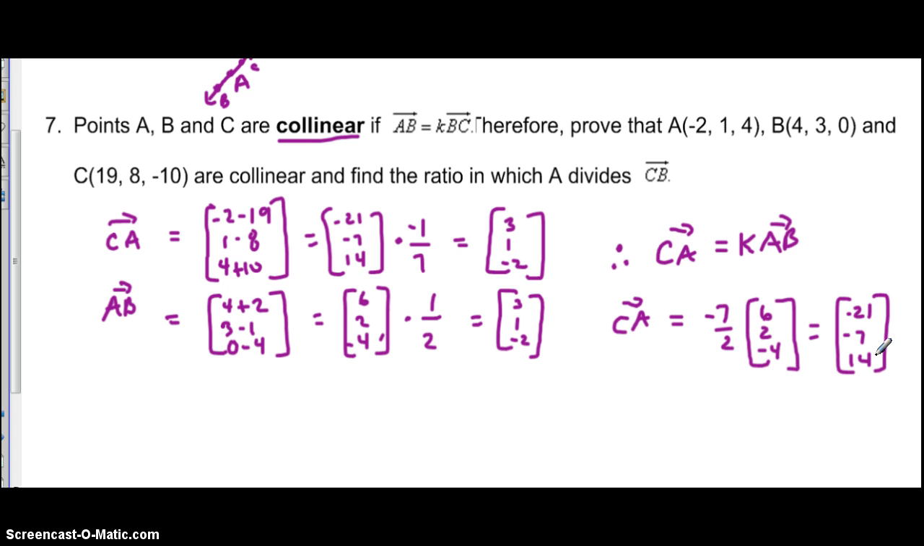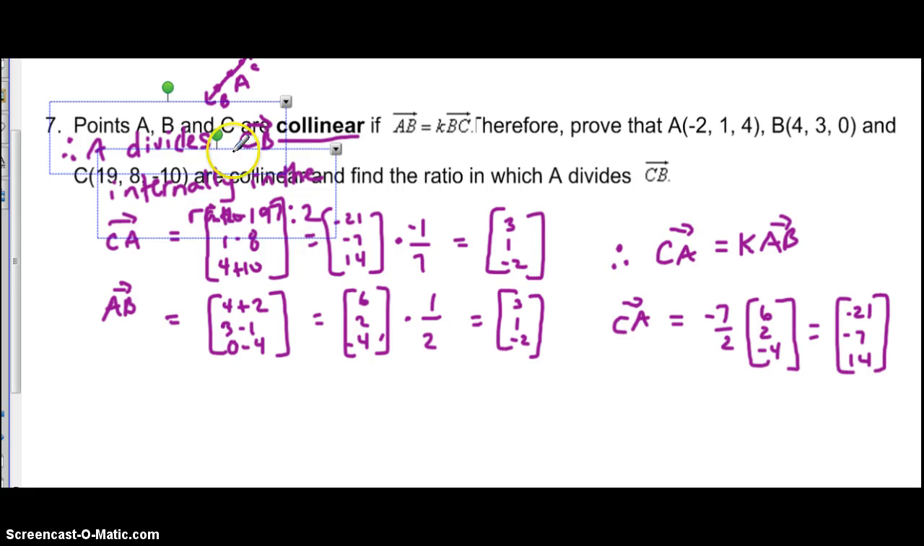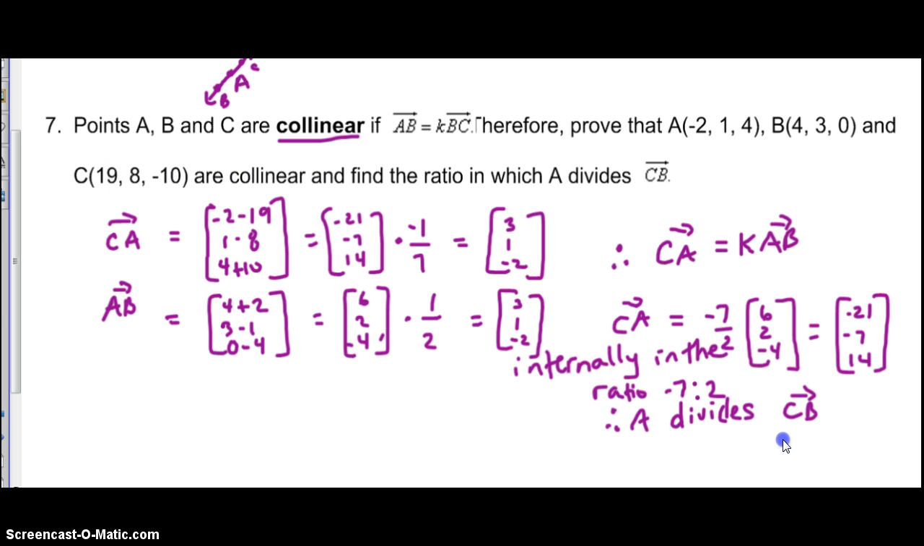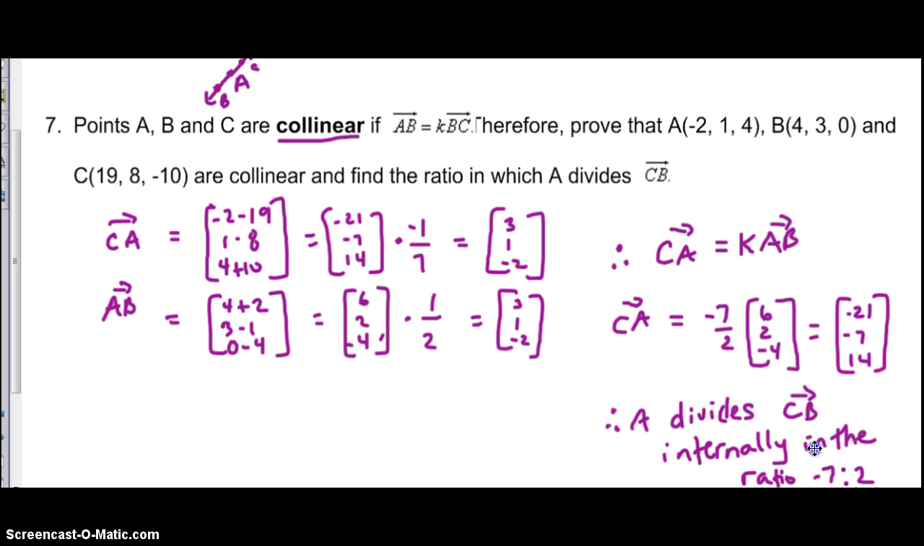Now we want to write that succinctly, so we're going to be saying that the ratio in which A divides CB would be -7 to 2, and specifically I would write that as: Therefore, A divides CB internally in the ratio of -7 to 2.